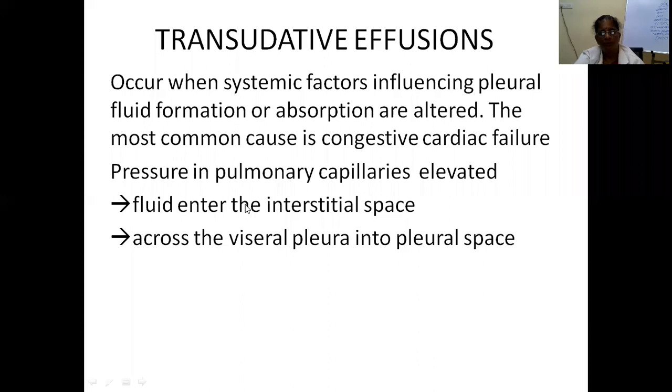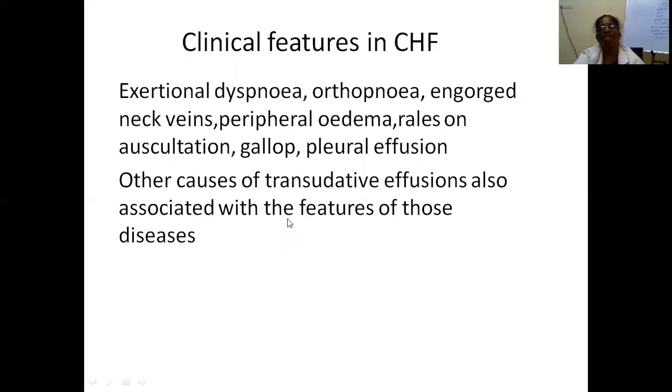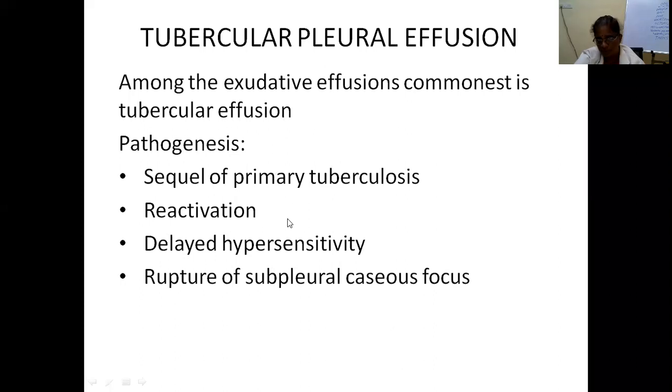So the pleural fluid will be entering into the pleural space because of the increased pressure in the pulmonary capillaries, and thus through the interstitial space into the basal pleura into the pleural space. Tubercular effusion is most common in exudative effusions. Transudative effusion commonest is CHF, and exudative effusion commonest is tuberculosis. Tuberculous effusion can occur because of the sequelae of the primary tuberculosis, or can be a reactivation, or can be a hypersensitivity reaction, or maybe due to a rupture of subpleural caseous focus.